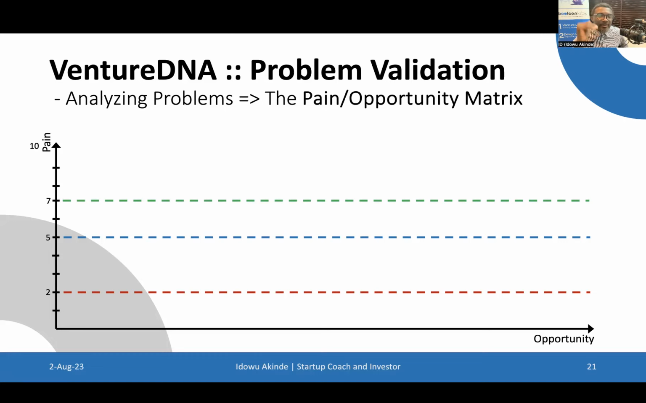Anything that is a 7 and above is what you call a sweet problem, or a good problem, and we'll talk about the good problem method in 2 episodes from now. Okay, now what's the beautiful thing about good problems, 7 over 10 and above? The beautiful thing about them is that the more painful a problem is, the higher the probability that people will pay for it.